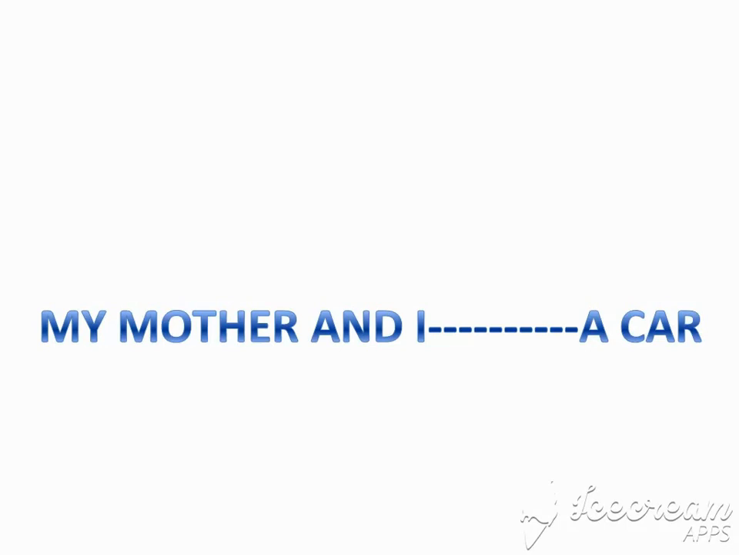In this example we have my mother and I. It means me and some other people. It means we have a car. So the result is my mother and I have a car.